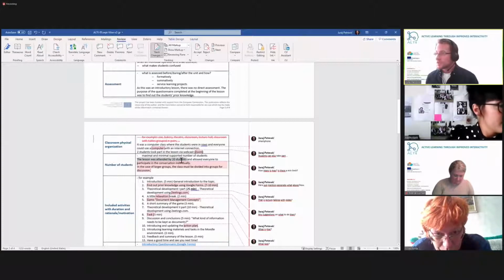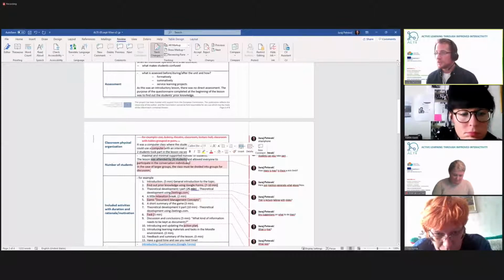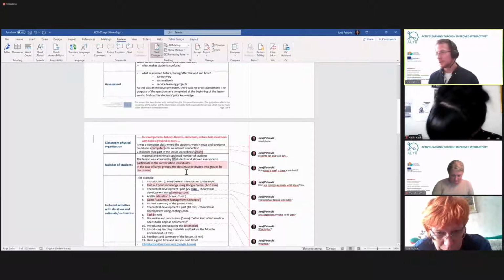Okay, the lesson was attended by 20 students, conversation individually, into groups for discussion. Can you add just here the maximal number of students? So it was 20 students. How many do you think you could support directly? And how many would have to be split into groups for discussion?